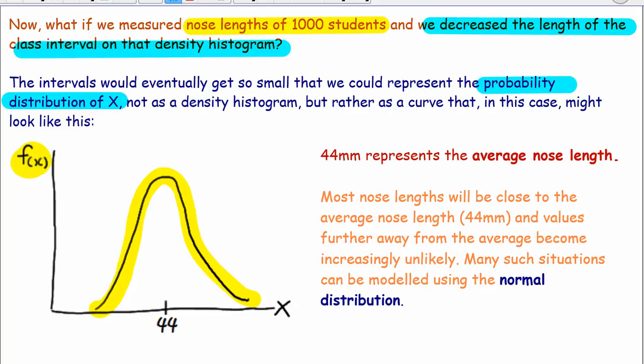One interesting thing here is that 44 represents the average nose length. Most nose lengths will be close to the average, which is 44 millimeters, and the values that are farther away from the average become increasingly unlikely. Somebody who has a very long or very short nose, you'll have few of those people among many. So many such situations can be modeled using a normal distribution. This is a typical situation where you can model it using a normal distribution.